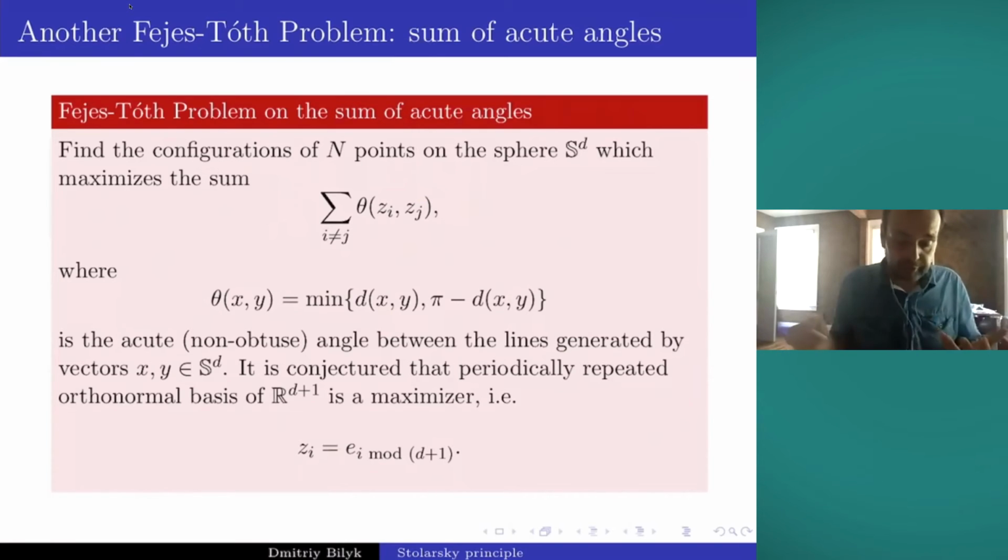There are some partial results, but the answer is still not known. But the conjecture, which seems very reasonable, is that you should just start repeating the orthonormal basis. For example, in R3, if you have 7 points, it will be E1, E2, E3, E1, E2, E3, E1. So that's the conjecture. The answer is not even known if the number of points is a multiple of the dimension. Even in R3 for 9 points, the answer is not known, although it seems that it should be just 3 repeated copies of the orthonormal basis.